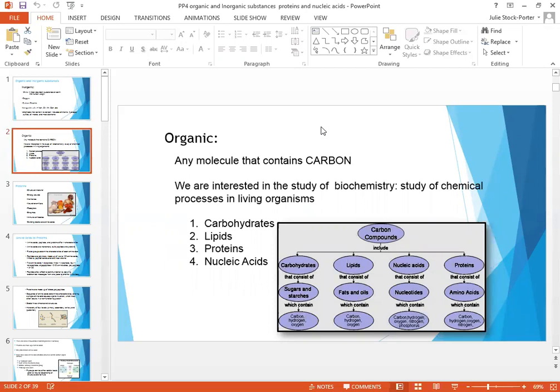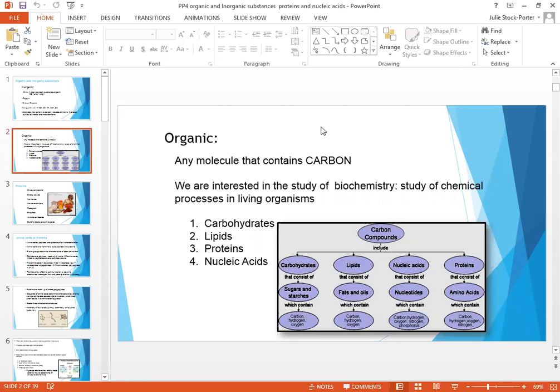And we're interested in looking at these things and how they act and behave in living systems. It's called biochemistry, and we'll be looking at more and more of that as we move on. We're just familiarizing ourselves with these molecules at this point, but at some point we're going to be looking at the physiology, how these things are actually working.